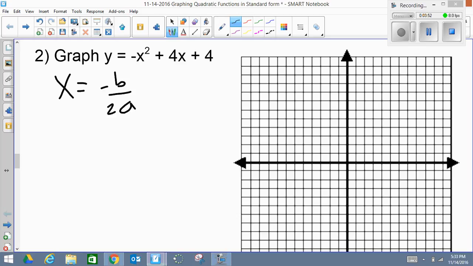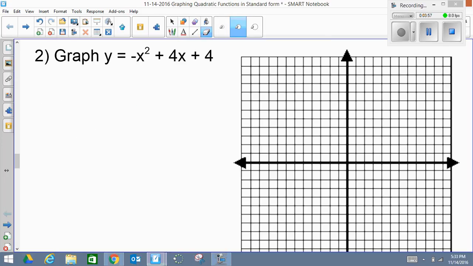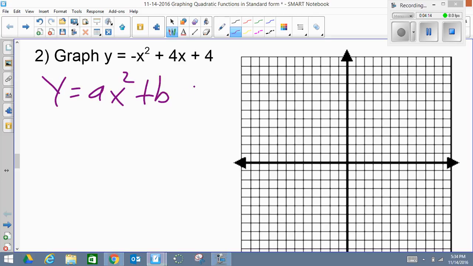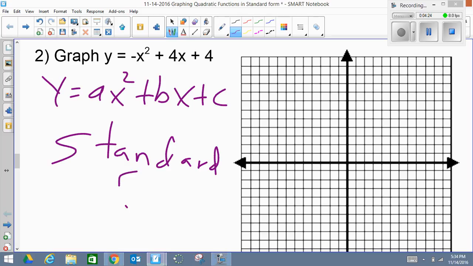Okay. Before we do actually this, we need to understand what a, b, and c are. Every time, I'm going to have my formula, let's say in purple: y equals ax squared plus bx plus c. This quadratic function is in standard form. Okay, so this is the standard form of a quadratic equation.